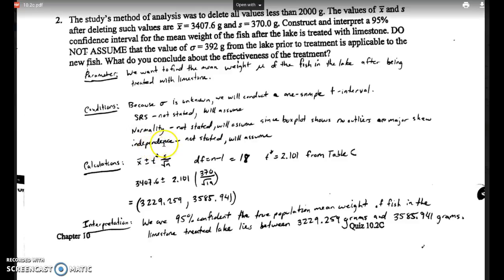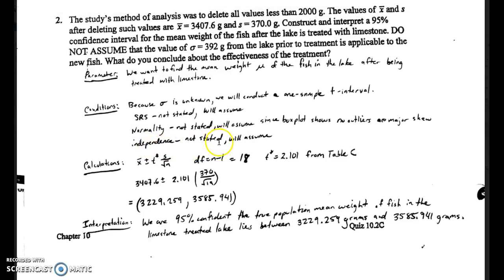The third condition, independence, again, that's not stated, but we need to assume that the different fish in the lake are independent of each other. So essentially, we're assuming a lot of stuff here, so we're going to be proceeding with caution.